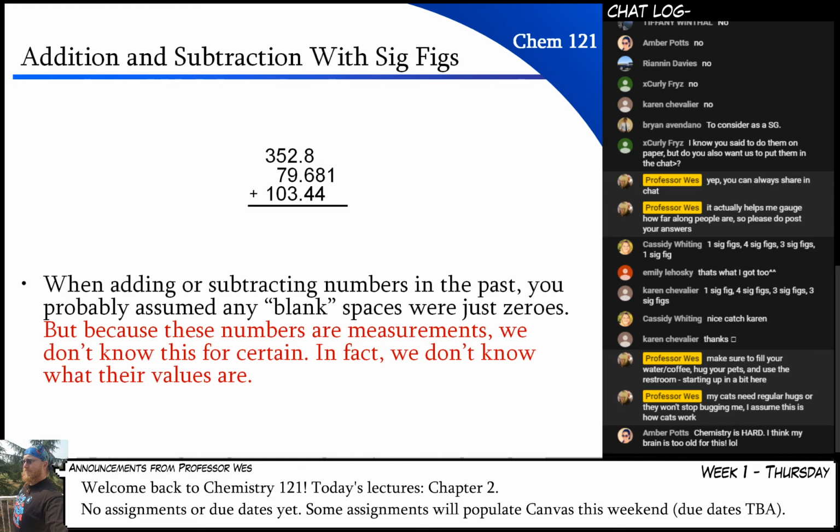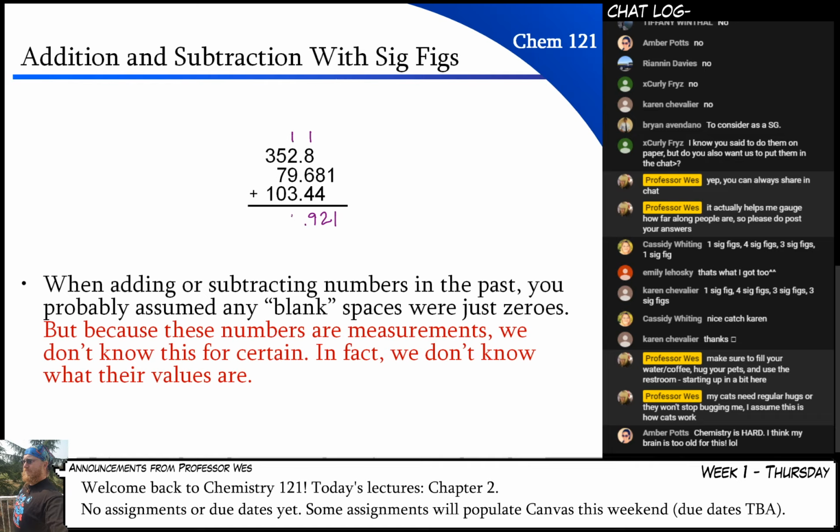On the board here, I have a problem where in the past, and I don't want this color because it's not dark enough. There we go, okay. In the past, if I was going to add these numbers together, you'd look at these blank spaces and you'd say, well, these are just 0. Anything that's blank, we're just going to treat it as 0, and so I'm going to just add vertically. We'll carry the 1.